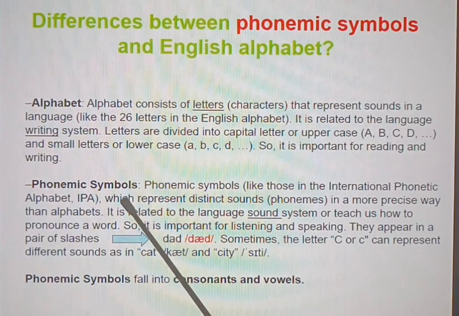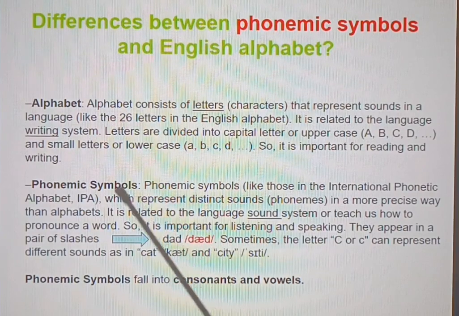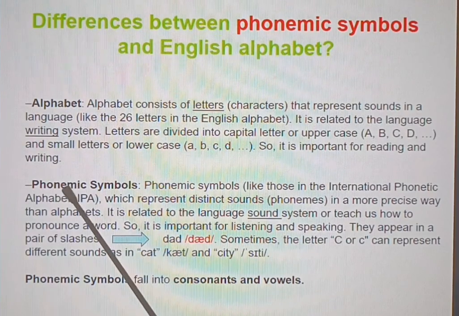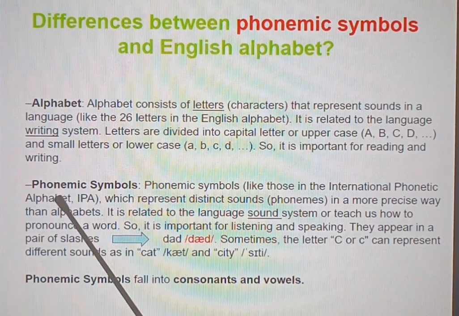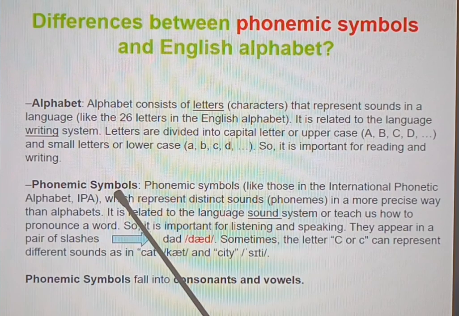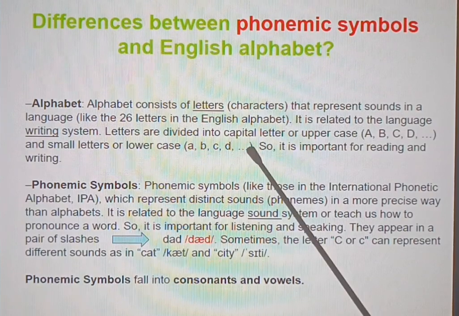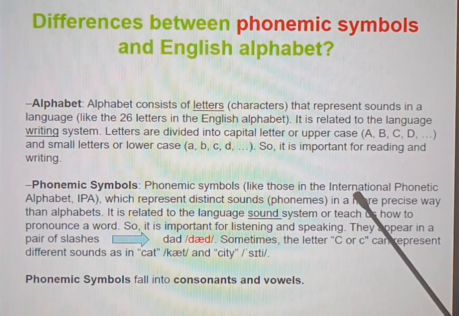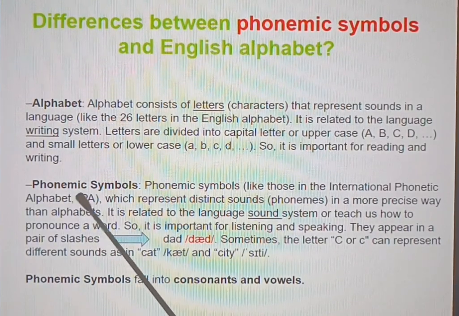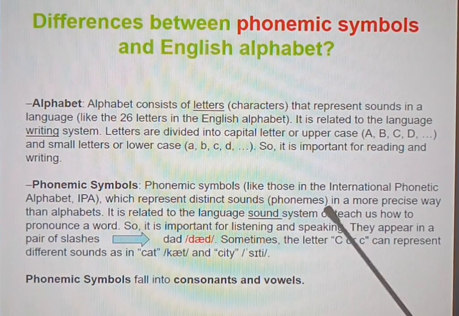But let me tell you something else. When you open up your dictionary, not only do you see the alphabet of the language that you are aiming to learn, but also you will see the phonemic symbols, all right? What are phonemic symbols? Phone means sound. Phonemic symbols are the signs that tell us about the sounds of a language. It's a little bit different from the alphabet, although they take it from Greek or Latin letters, like, for example, the International Phonetic Alphabet, or what we otherwise know as IPA, that represents distinct sounds, phonemes, right?